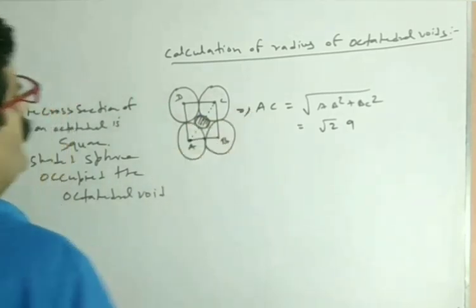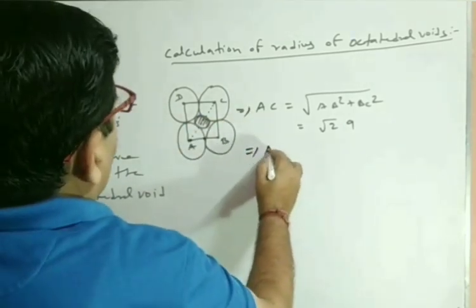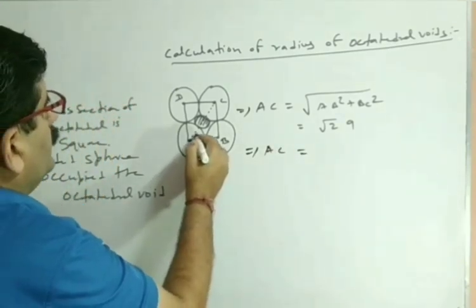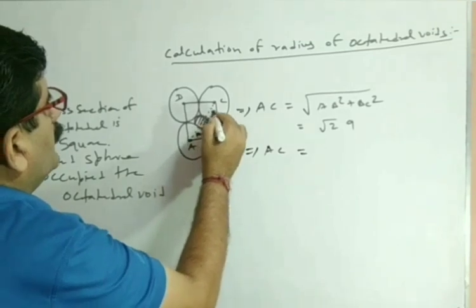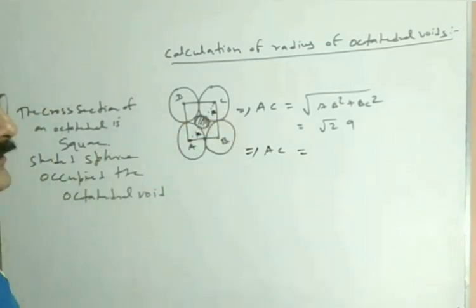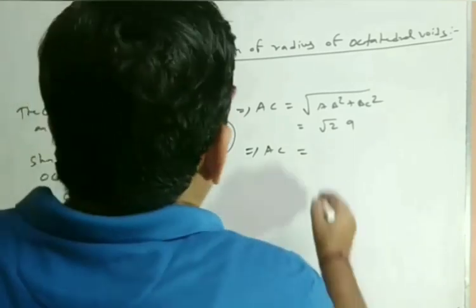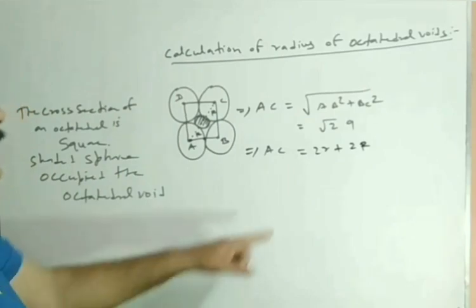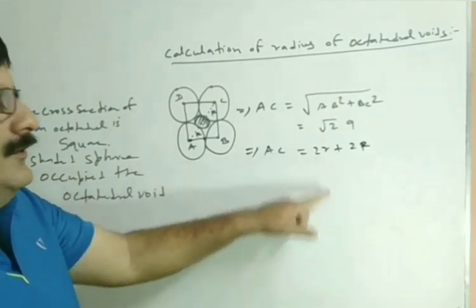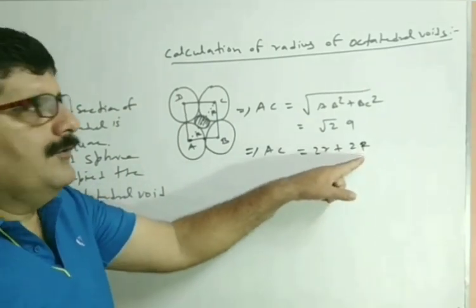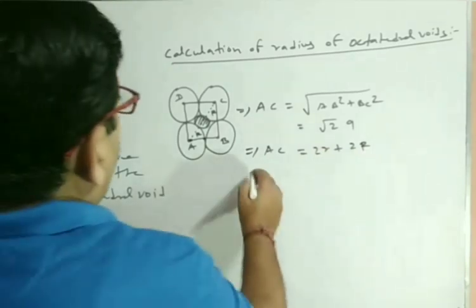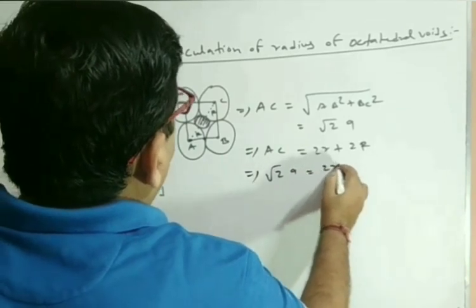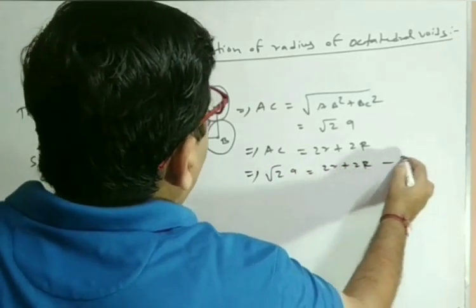Again, AC is equal to 2R plus 2r, where capital R is the radius of a sphere and small r is the radius of the void. So you can write root 2A is equal to 2r plus 2 capital R. This is our equation 1.